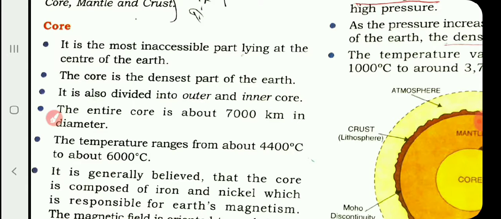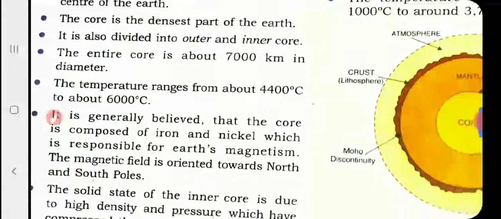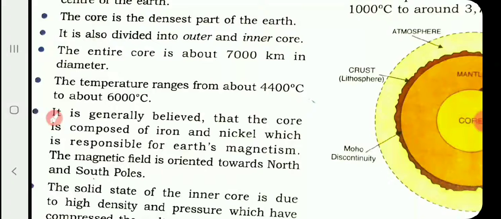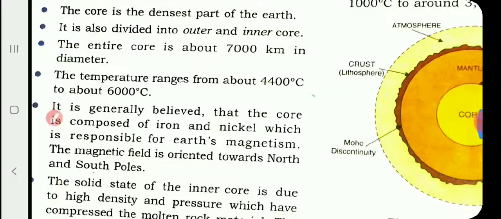Secondly, the core is the densest part of the Earth. Density is very high. Again, this core is divided into outer core and inner core. Now, the entire core is about 7,000 kilometers in diameter. How much is it? 7,000 kilometers in diameter.